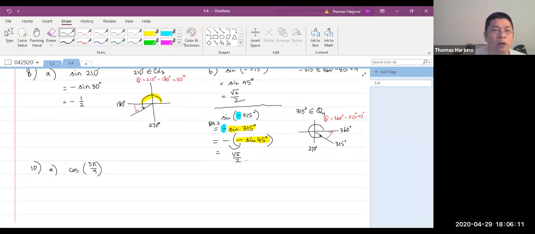Now, cosine 5 pi over 4. Let's see, 5 pi over 4 is in which quadrant?